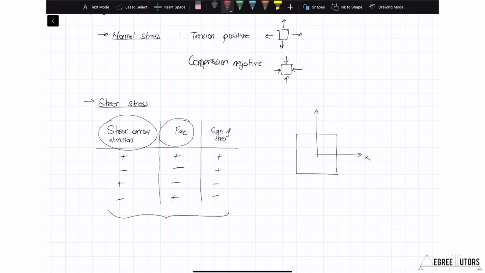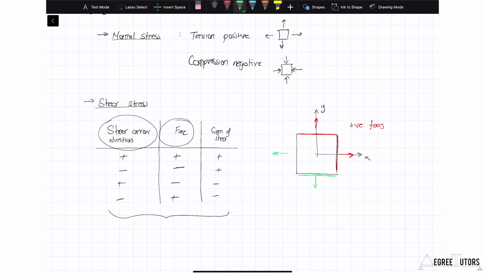Think about this right hand face, vertical face. The outward pointing normal points in the positive x-axis direction, and therefore this red face here is going to be a positive face. Similarly, the outward pointing normal for the top face is pointing along the positive y-axis, so that's going to be a positive face. The outward pointing normal for the bottom face points in the negative y direction, so the green bottom face here is going to be a negative face.